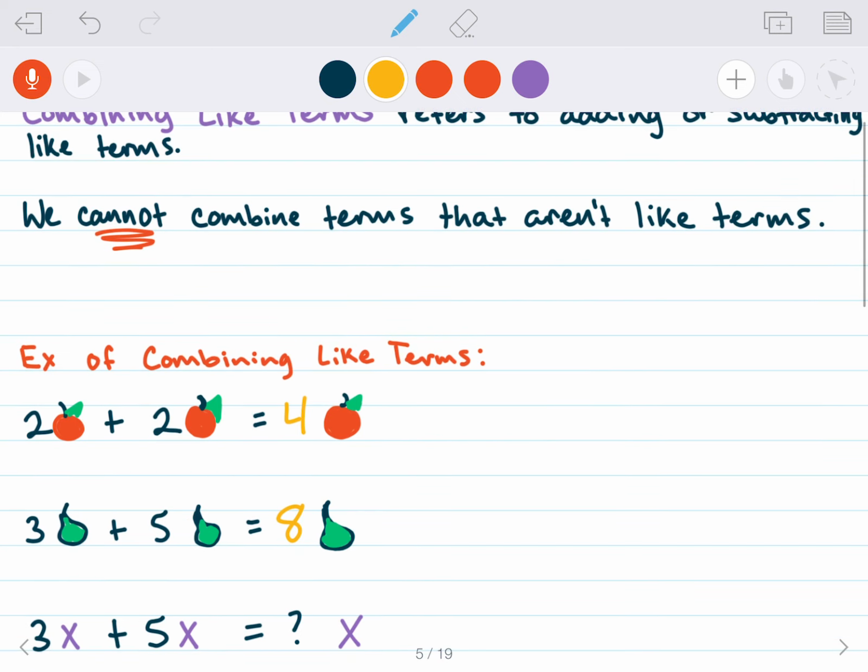So what about X? It's the same thing. Go to the grocery store and you're in the X aisle. You have 3 X's in one hand. You have 5 X's in the other. How many X's do you have? Well, you have 8 X's, right? That's what we mean by like terms.